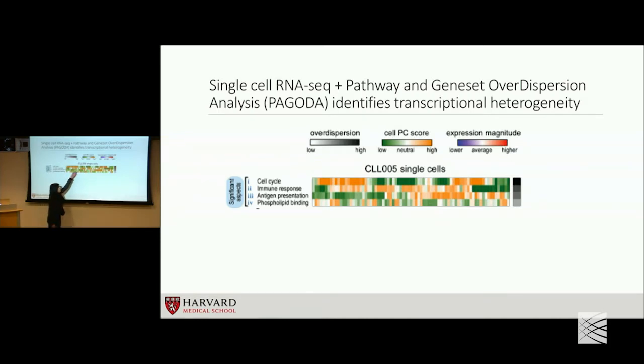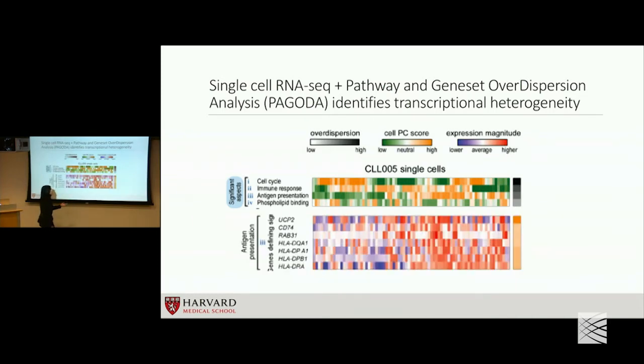So here each column is a single cell. Each row, you can imagine, rather than looking at gene expression, we're looking at coordinated variability within pathways. So you can think of orange as high expression of genes within this particular pathway. We can actually also look at particular genes within each pathway.